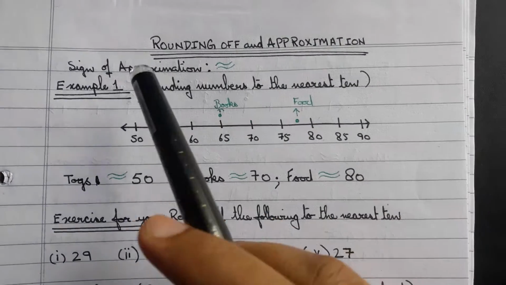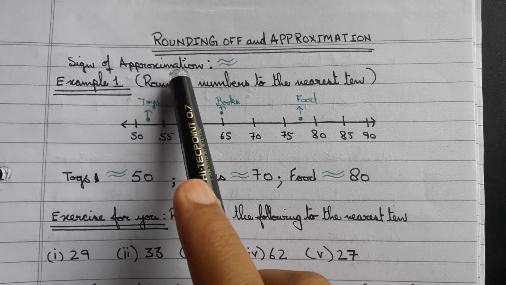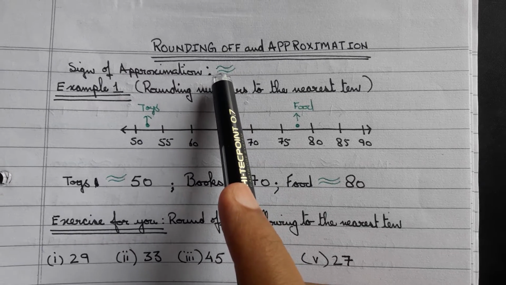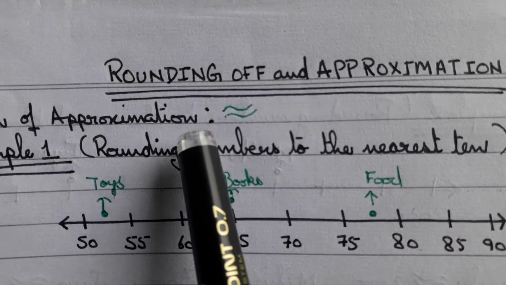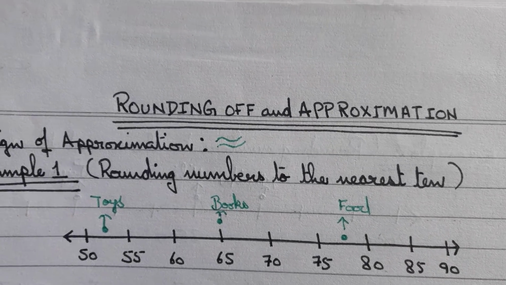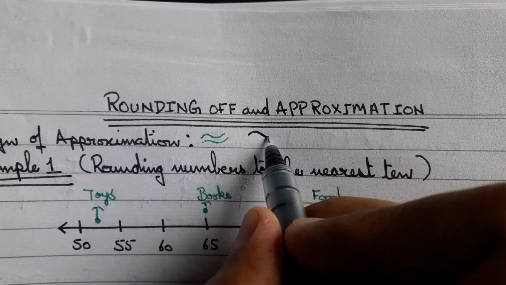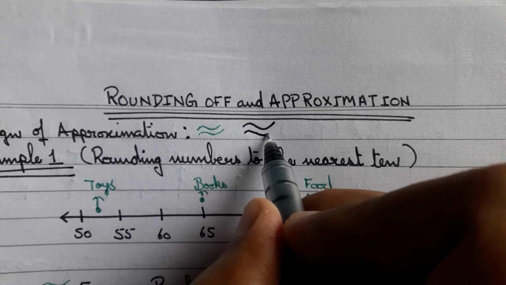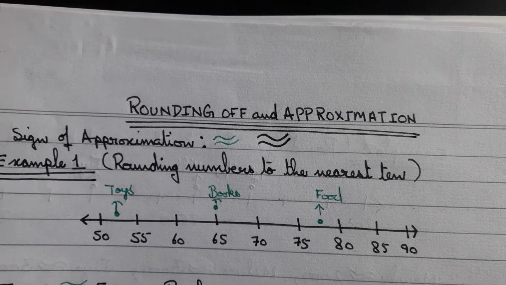The first thing that you have to keep in mind is the sign of approximation. Approximation means close to. So this is the sign. It looks like an equal to, but it's not an equal to. If you look at it very carefully, you see it's a curved sign. So when you make this sign, what will you do? You will take your pen like this, you will bend it like this, like an S, okay? And you will make it like this. So this is your sign of approximation.